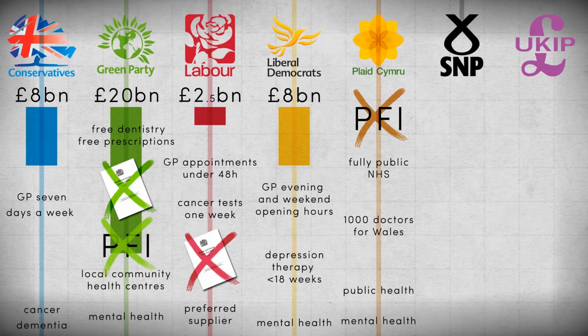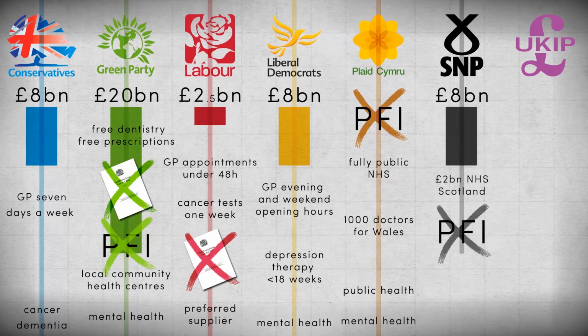The Scottish National Party plans to match the £8 billion shortfall predicted by the report, £2 billion of which are earmarked for NHS Scotland. They also plan to vote against further privatisation of NHS England and will support moves to restore it to a fully public service.